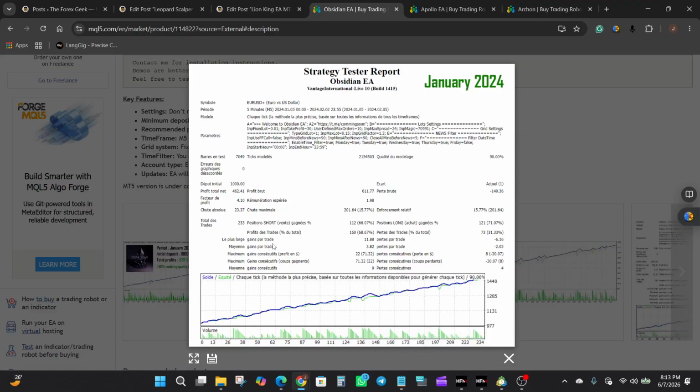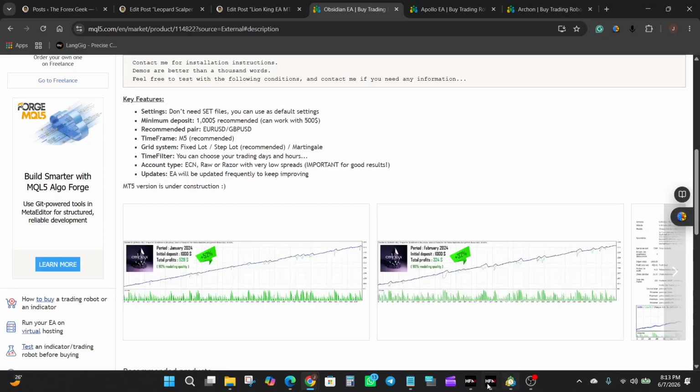So the largest profit trade was $11.88, and the largest loss was 6.16, and the average profit was 3.82. Average loss was 2.05. Okay, so this is the information provided on the MQL5 Marketplace page, and the risk reward ratio seems pretty okay, and the win rate also seems pretty okay. So it's not surprising to get that total net profit.